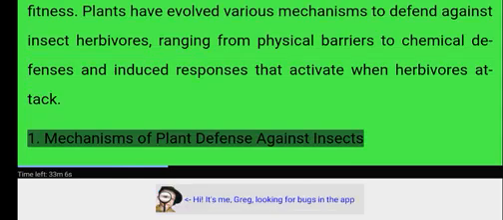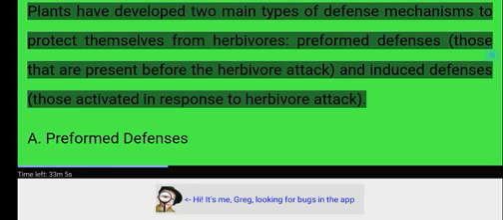1. Mechanisms of plant defense against insects. Plants have developed two main types of defense mechanisms to protect themselves from herbivores. Preformed defenses, those that are present before the herbivore attack, and induced defenses, those activated in response to herbivore attack.